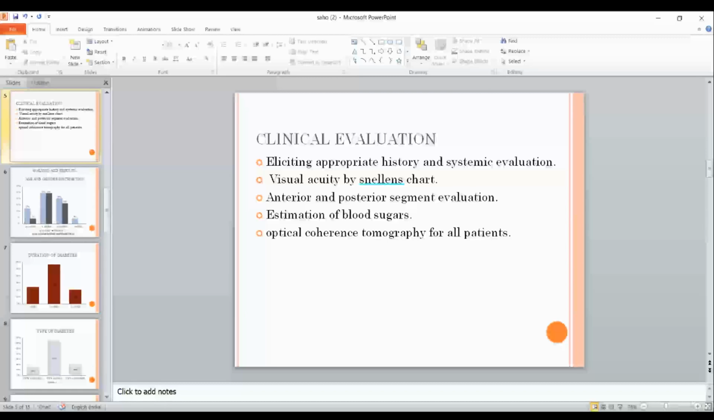Visual acuity was charted using Snellen's chart. Anterior and posterior segment evaluation was done. Estimation of blood sugars was done. Optical coherence tomography was done for all the patients who were included in the study.